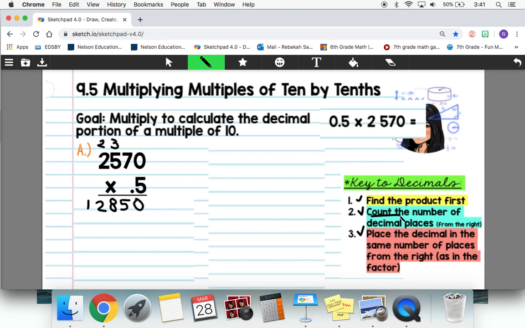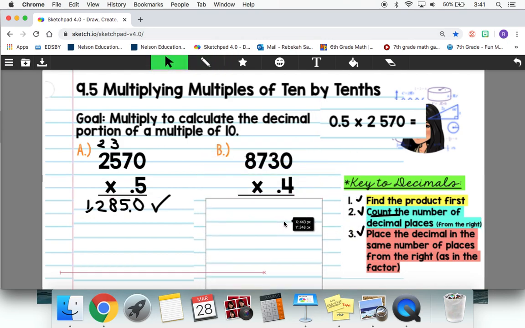Number 2, you're going to count the decimal places from the right, so we have 1. And I'm going to know that anytime I'm working with tenths, I just have to move it one time. There you have your answer, 1,285. Put a check mark if you got that right. Okay, let's work with letter B.